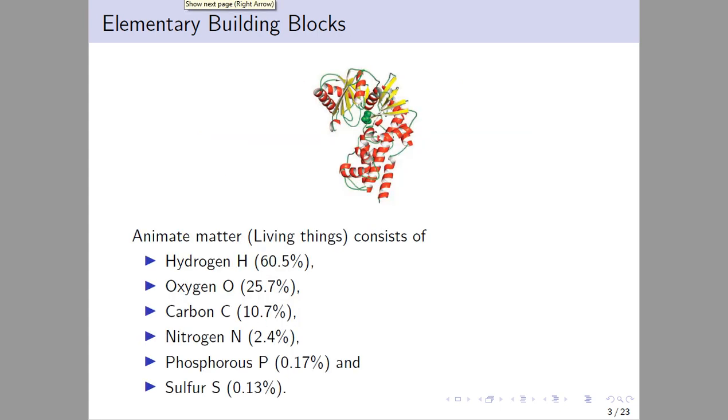Every living thing, in this diagram or in this protein, consists of hydrogen H 60.5%, oxygen 25.7%, carbon 10.7%, nitrogen 2.4%, phosphorus 0.17%, and sulfur 0.13%. Okay, so that is a combination of matter in our protein.